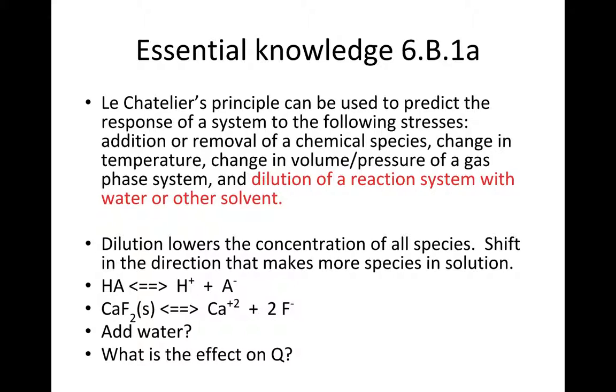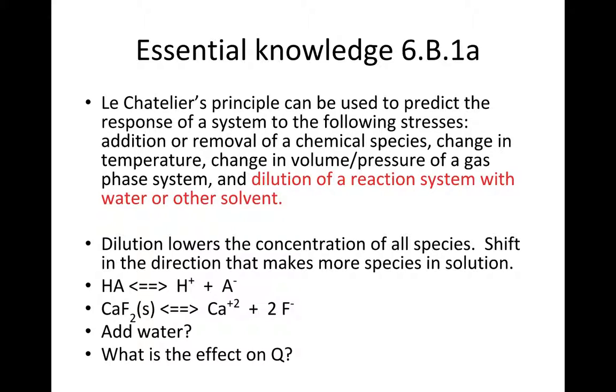This first reaction example is HA makes H plus plus A minus. The left side of the equation has one solute particle. The right side has two, H plus and A minus. So adding water to a weak acid actually increases the degree of ionization because it would shift this reaction to the right. Adding water dilutes the concentrations of the species. Shifting to the right creates more species. So diluting an aqueous solution is a lot like increasing the volume of a gaseous solution. Diluting increases the volume and decreases the concentration. We shift in the direction that has more species dissolved.